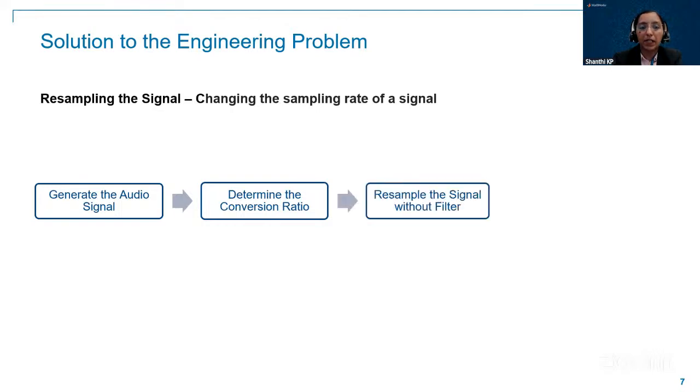The third step is to resample the signal without applying a filter and analyze the results. So we will see how filtering is important while resampling a signal and analyze the results without filtering. As a final step to refine our results, we will resample the signal with appropriate filter selection and see the difference in the signal spectrum before filtering and after filtering. So these are the four broader steps we'll implement today in MATLAB to solve our engineering problem of sample rate conversion.